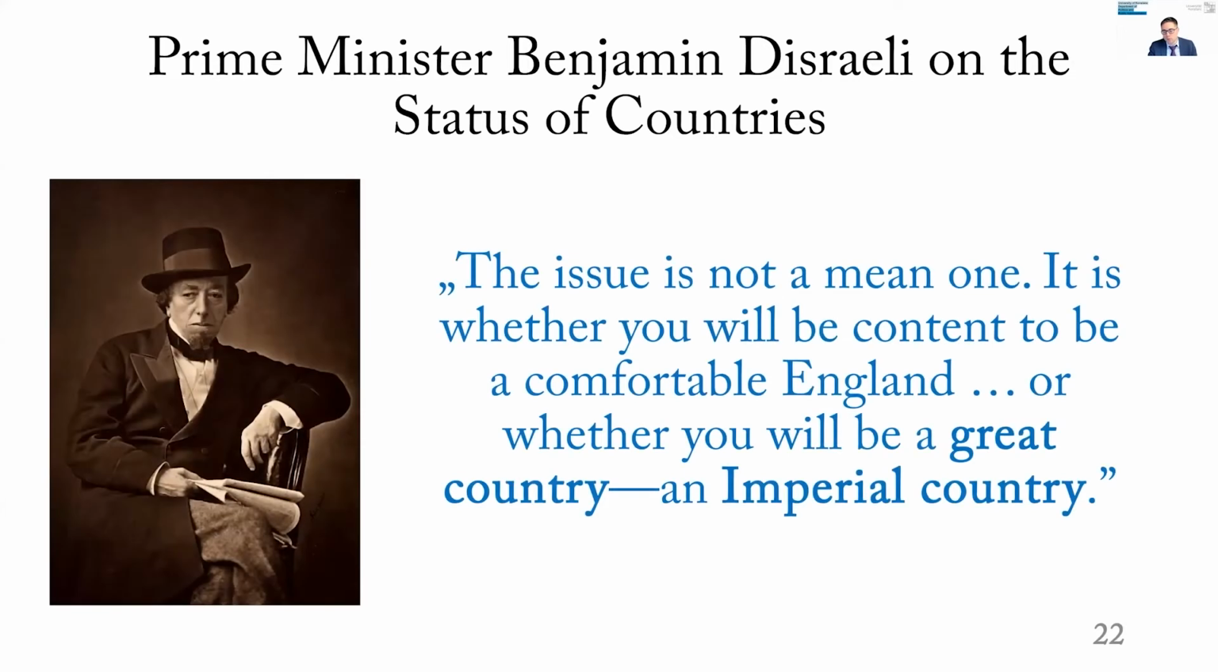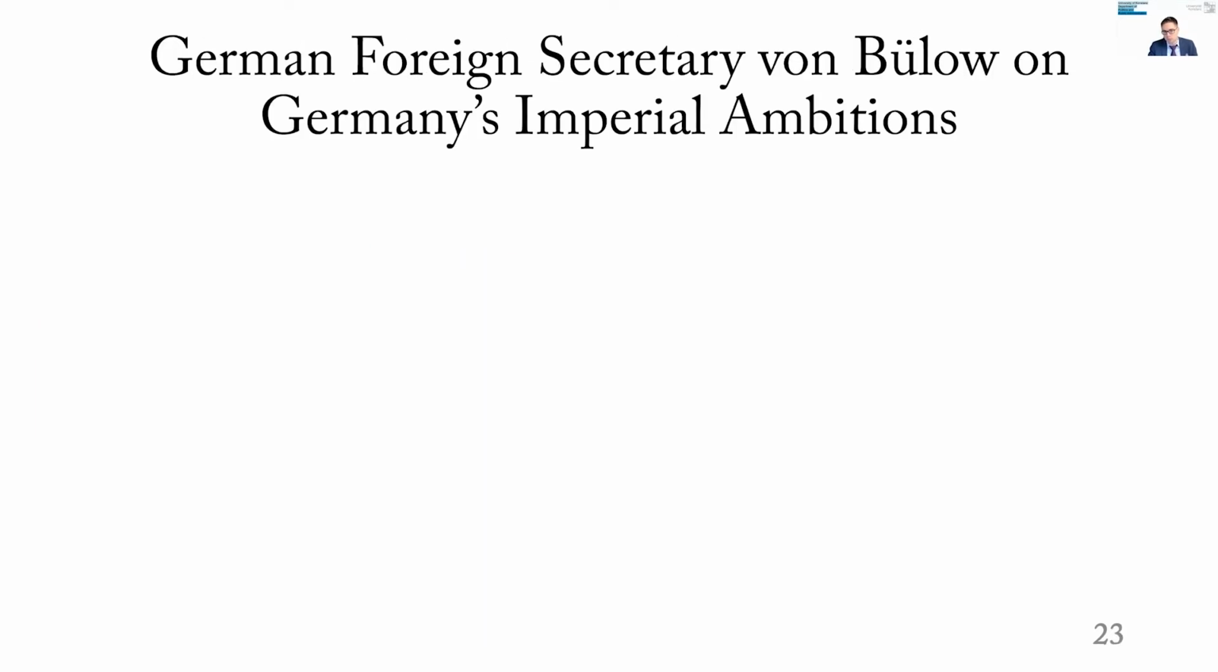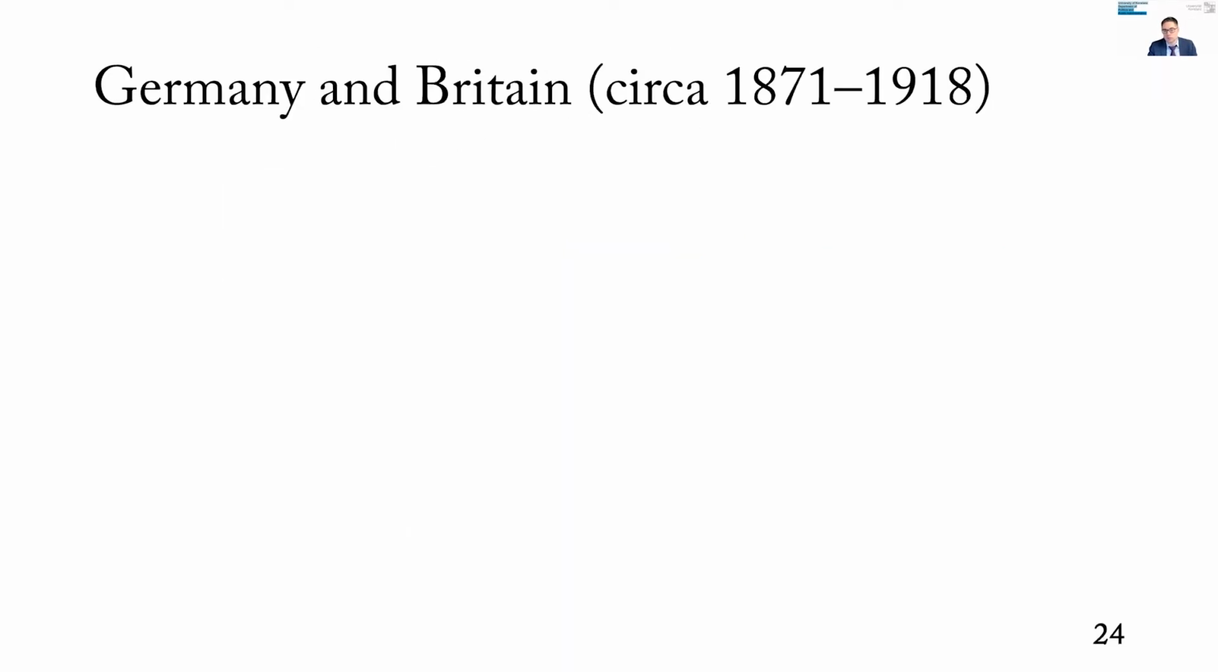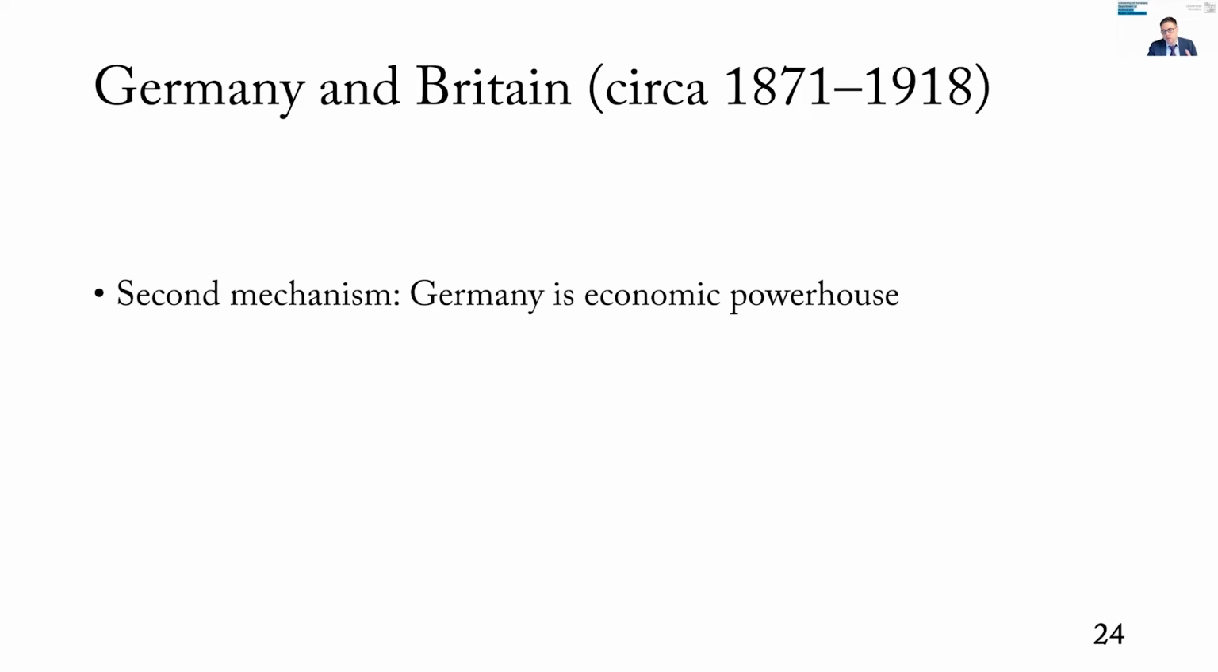And here are a couple of quotes. So this is again from Prime Minister Benjamin Disraeli. And here he clearly says that you can decide whether you want to be a comfortable England or whether you want to be a great country. And he equates that with being an imperial country. Another famous quote is by German Foreign Secretary von Bülow, who later became Chancellor, who says, "We do not want to put anyone in our shadow, but we also demand our place in the sun." And you can really see that there is a key status motive here in these quotes that is in accordance with the judgment of historians who think that the elites of these countries in general were strongly interested in international status.